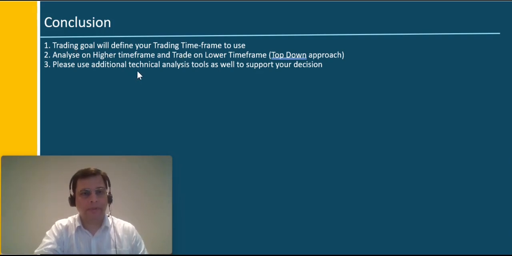So, top-down approach again: analysis on the high time frame and trade on the lower time frame. Always use additional technical analysis tools to support your decision. So it's going to be a combination of the top-down approach, your price analysis, and additional technical analysis tools such as MACD and stochastics to make your informed decision.